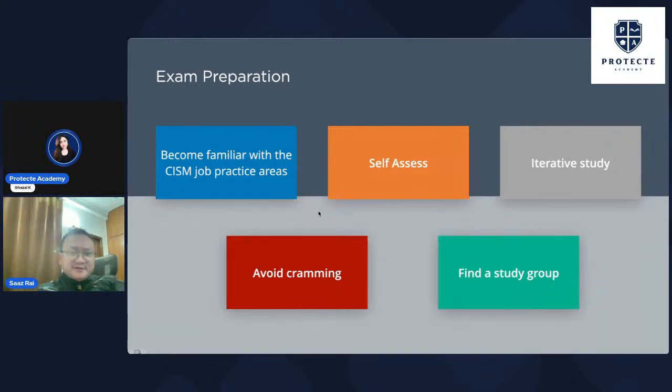No memorization. Avoid cramming. I've said this before. I've known a lot of people who fail when they cram for these kinds of exams. So no cramming. You understand the concept.